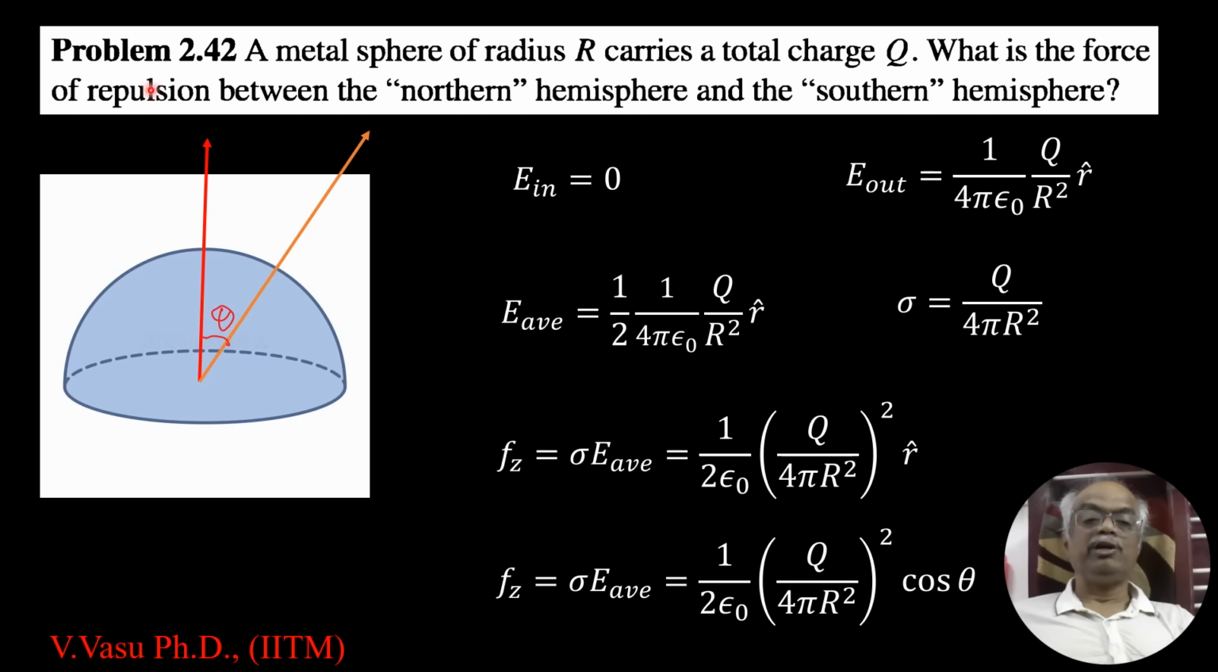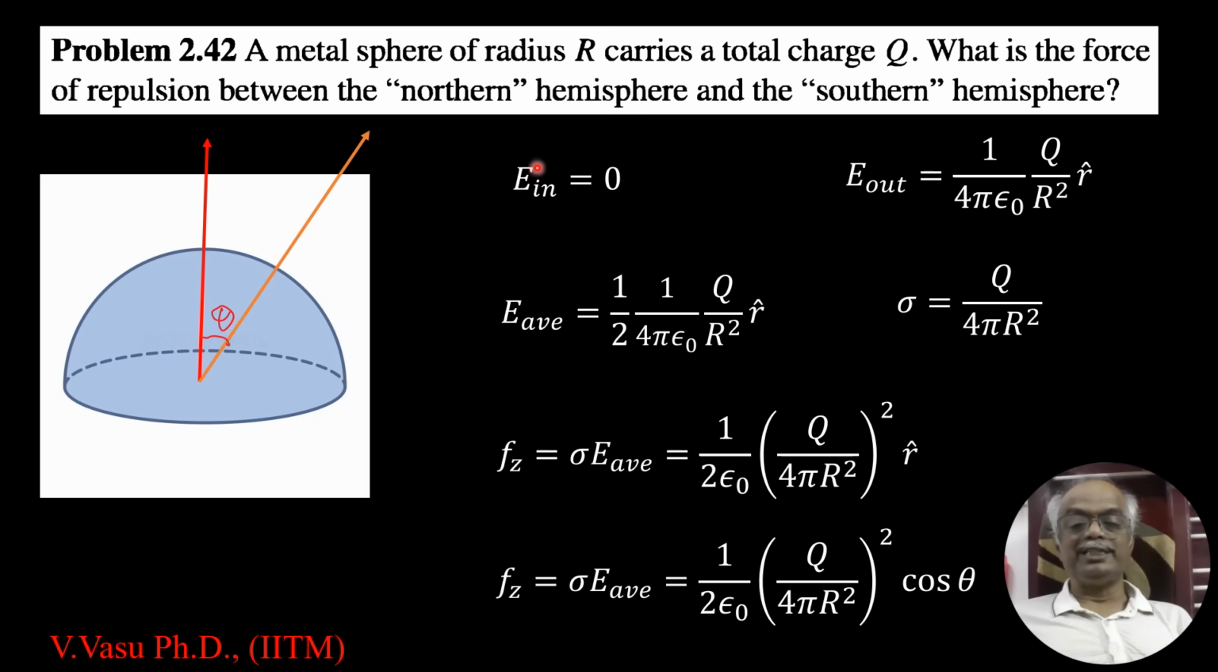Today we will solve problem 2.42 of Griffiths, 4th edition, Introduction to Electrodynamics. A metal sphere of radius R carries a total charge Q. What is the force of repulsion between the northern hemisphere and the southern hemisphere? We have divided it into two hemispheres, one northern and the other southern. So, what is the repulsive force between them?